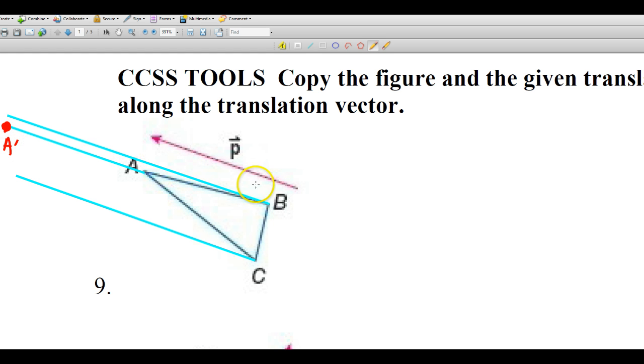and the same for B. Then measure from here 1 inch for C, or whatever that length is. And then connect your vertices.